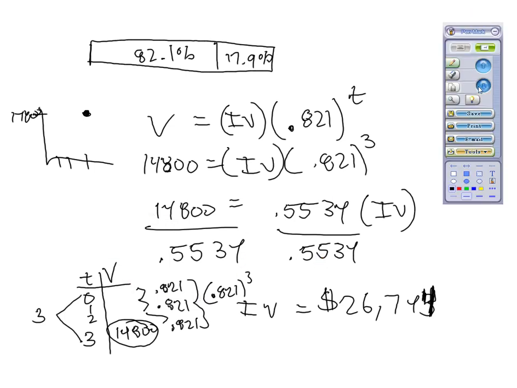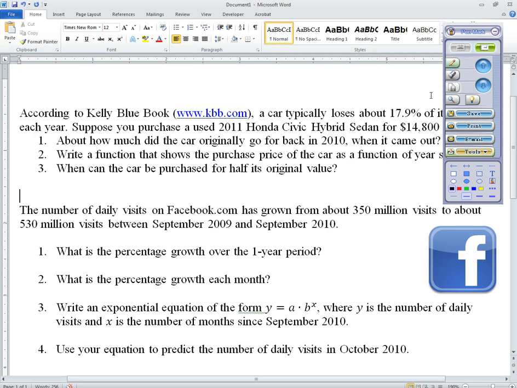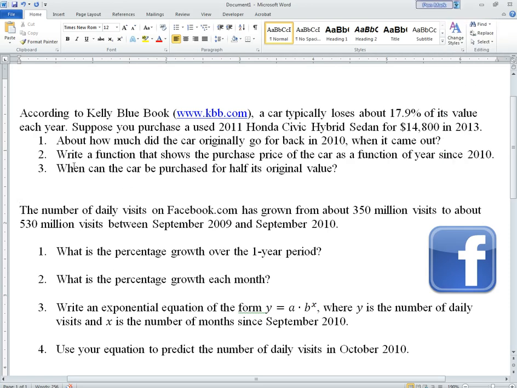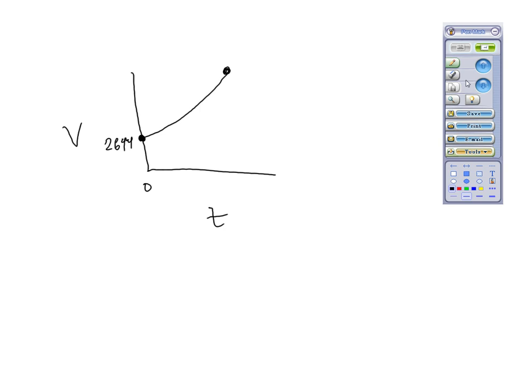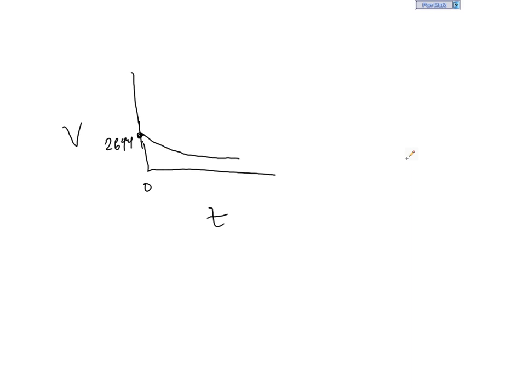So let's jump to the next part of the question, which is: write a function that shows the purchase price of the car as a function of years since 2010. So here we know that our initial value is 2644. We want to know the value based on a function of time. And so far it kind of looks like this. That value decays, so it kind of looks like this.